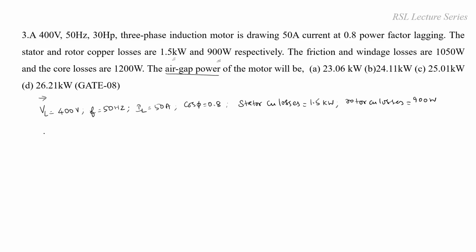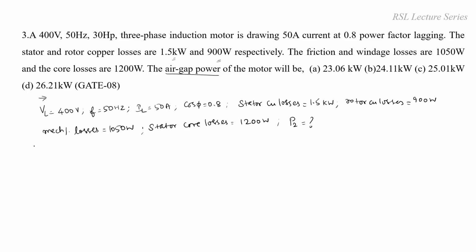Stator copper loss is equal to 1.5 kilowatts and rotor copper loss is equal to 900 watts. Friction and windage losses are given, which are nothing but mechanical losses, so mechanical losses is equal to 1050 watts. Core losses: as I said earlier, this core loss refers to the stator core loss. Stator core loss is equal to 1200 watts.